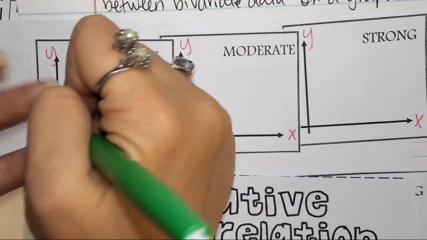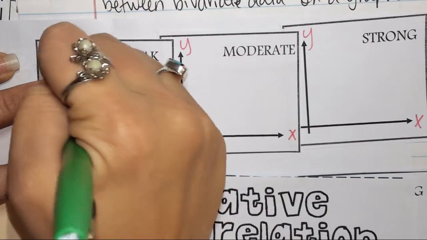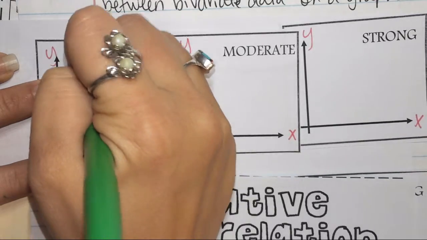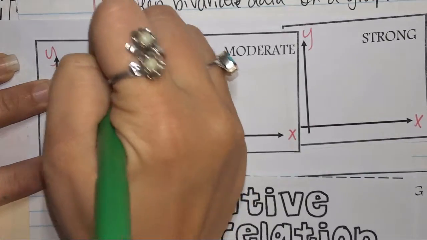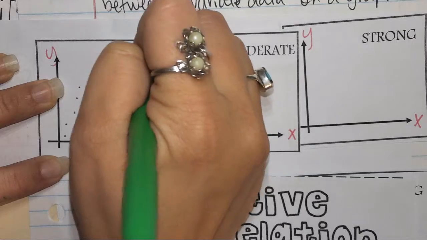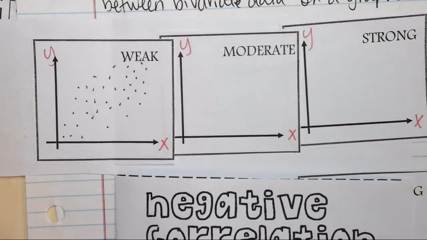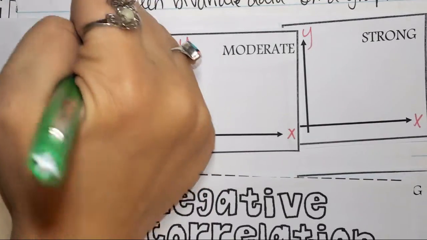Alright, so a weak positive correlation looks like this. So you can tell that it's increasing, but it's not a super strong increase.